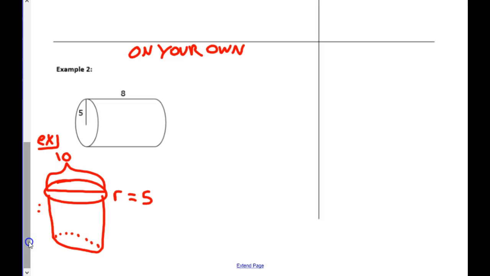You're basically going to be doing 2 of each. So make sure you name the solid, give me the lateral surface area and the total surface area, just like we did on here.